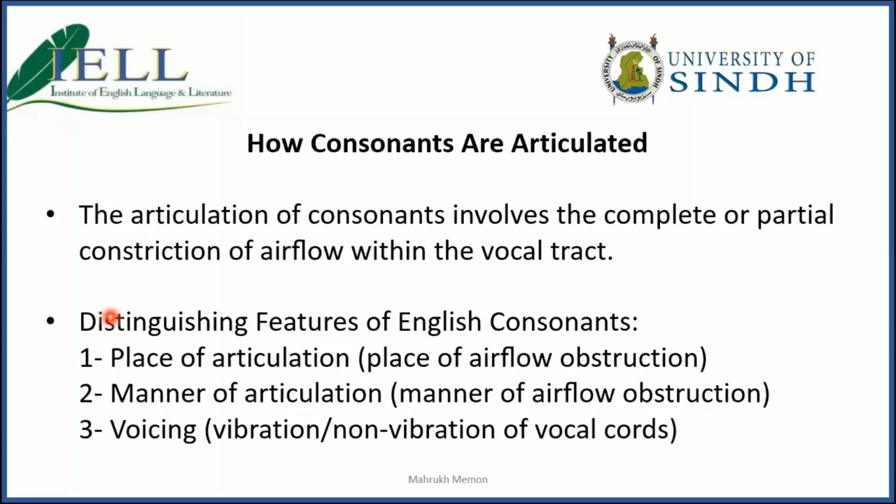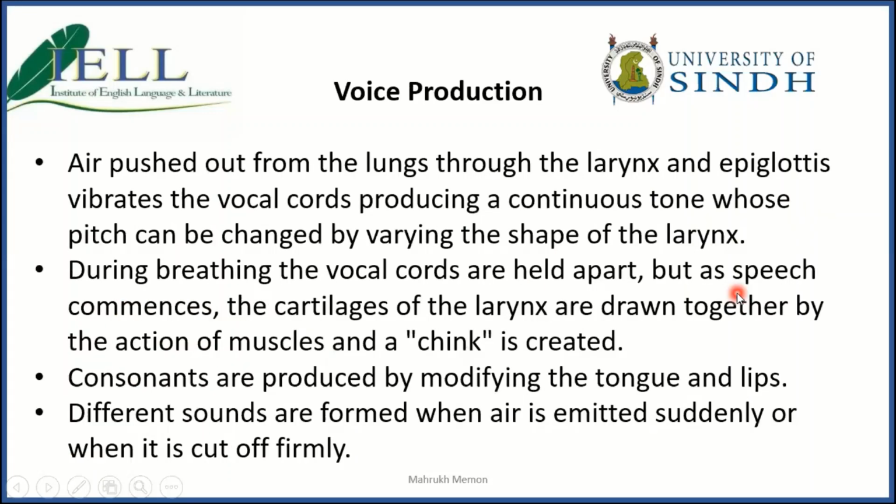Okay, for example, p and b, both are consonants, but they might vary either in place of articulation, or in manner of articulation, or in voicing. So at least one of these three things would be different for each consonant. No two consonants can have all three of the same qualities. All right, so these are basically the distinguishing features of English consonants. All the consonants can be distinguished from one another on the basis of these three things. All right, moving forward.